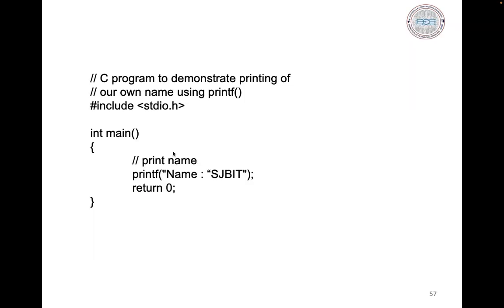So coming to demonstrating a program: printing of name or printing of college name by using the printf statement. #include <stdio.h>, int main. To print the name, the printf command or keyword is used, and it is written within parentheses and double quotes. Return 0. When we execute this program, it will display the result as SJBIT. The name is displayed.